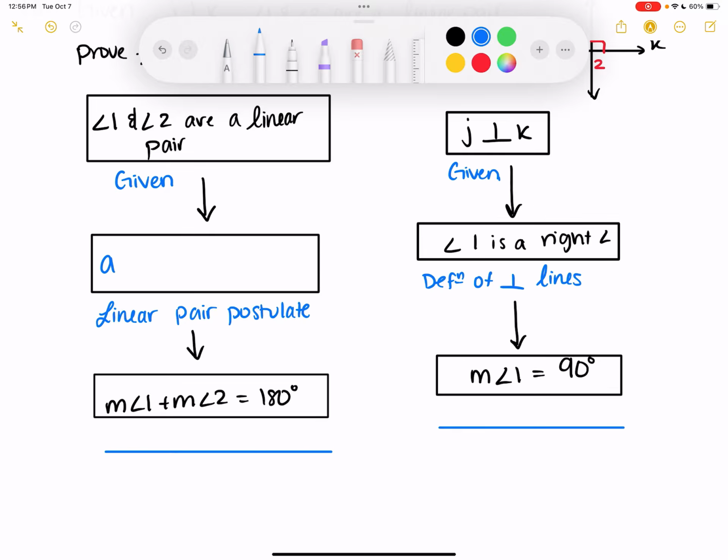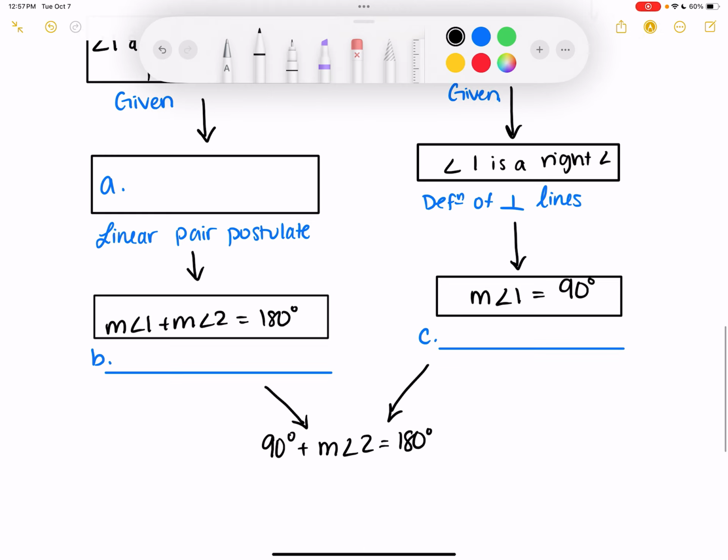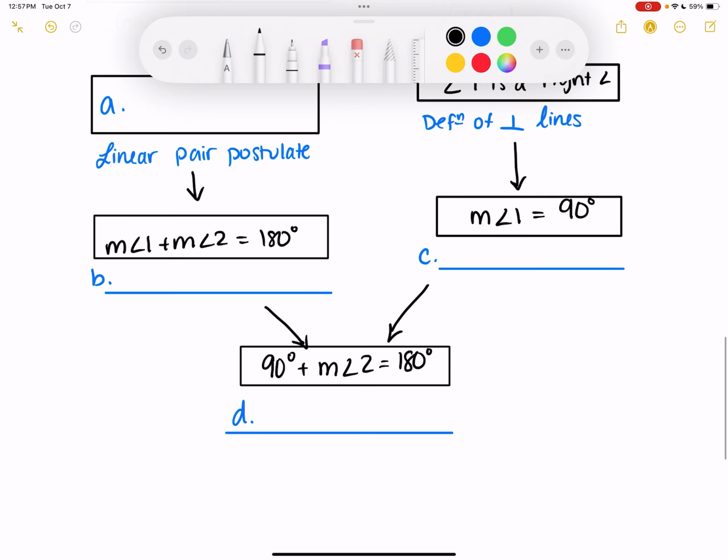I'm going to go back and label. This is A, this is B, this is C. Then this is where these things meet over here. They're both going to come down together and meet on this next thing, which is that 90 degrees plus the measure of angle 2 is equal to 180 degrees. This is going to be a blank that we're filling in as well. They then come over this way. There's going to be a box that we fill in.